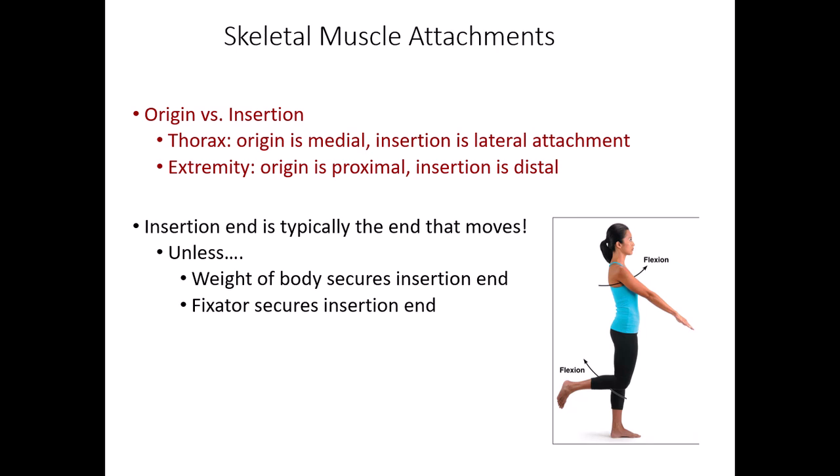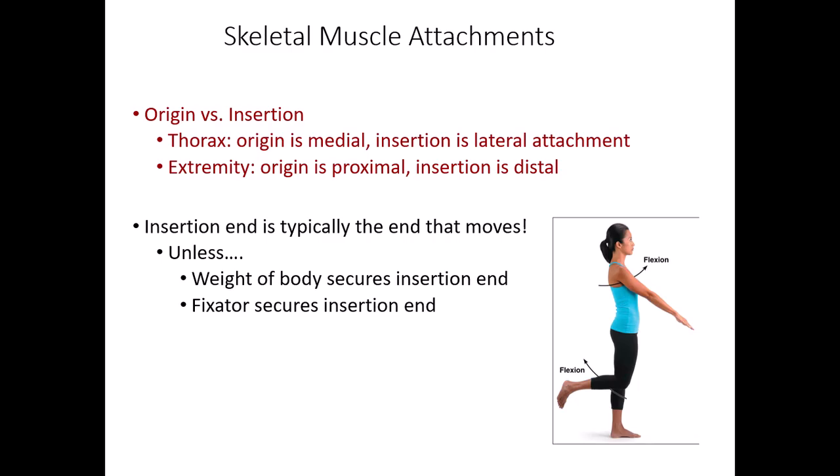And if you think about our rule that insertion is usually the end that moves, that makes good sense. It's going to be really hard to pull your shoulder towards your fingers because the weight of the body is running right through the midline of the body, through that axial skeleton. But it's going to be much easier to move a distal part of an appendage towards that stabilized axial skeleton, which is where the girdle is, the more proximal part is.